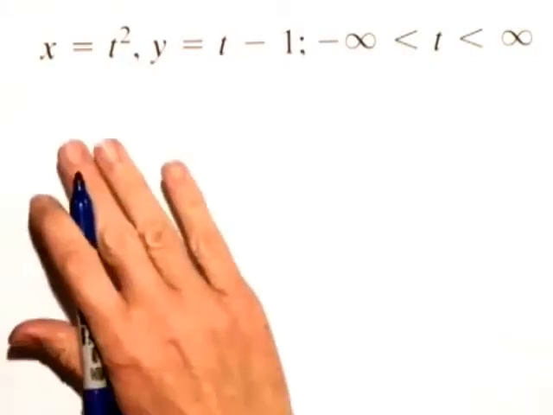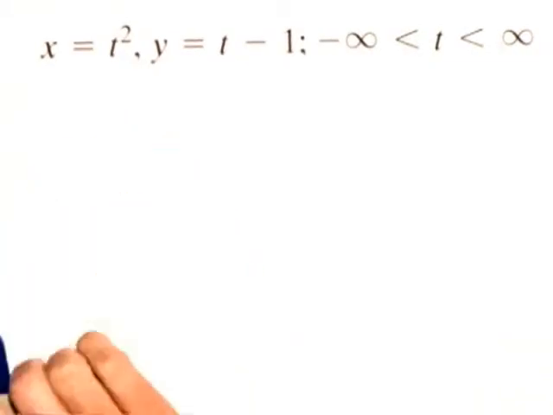For this problem, we're given parametric equations and we're asked to graph the plane curve. We have x is equal to t squared and y is equal to t minus 1 with the restriction negative infinity is less than t is less than infinity. We want to eliminate the parameter and then graph the plane curve, and we'll use arrows to show the orientation of the plane curve.